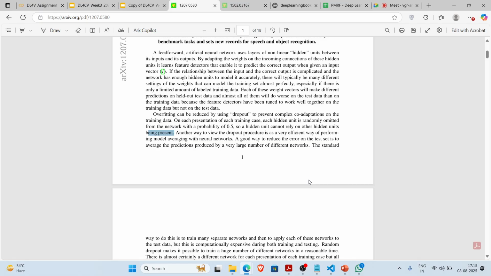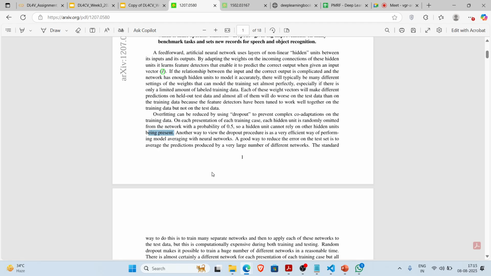Okay, so dropout happens with the probability p. So a node remains with probability 1 minus p. During test time, the output of each node is scaled by 1 minus p, because that is the probability of it remaining in the network. So that is done.